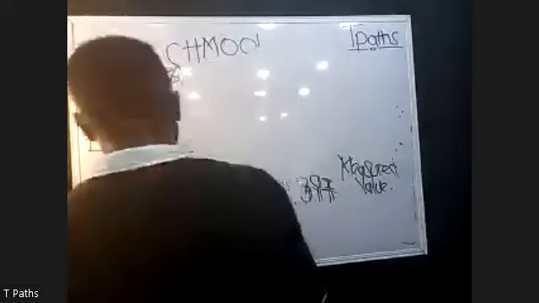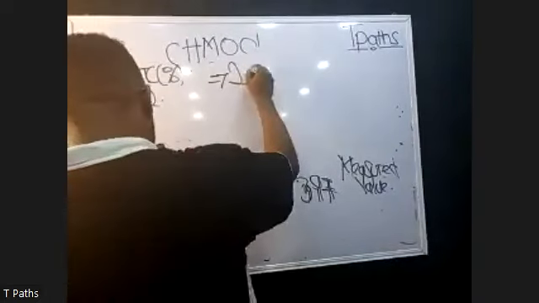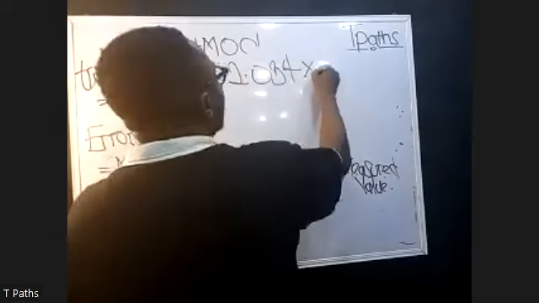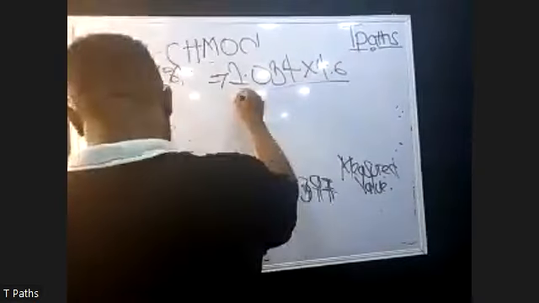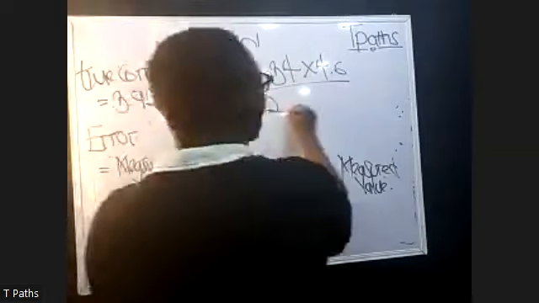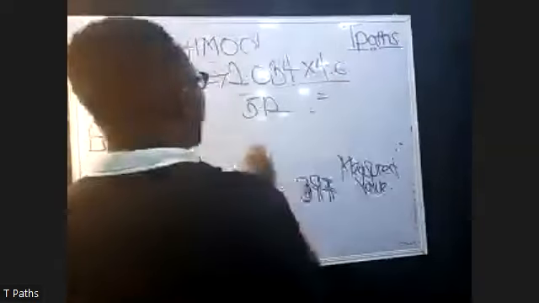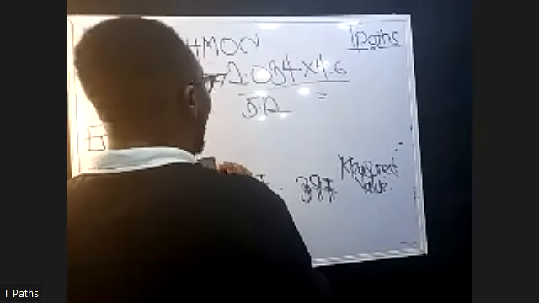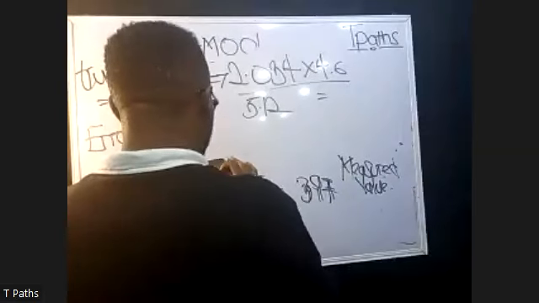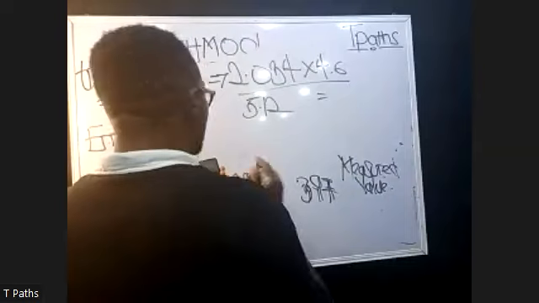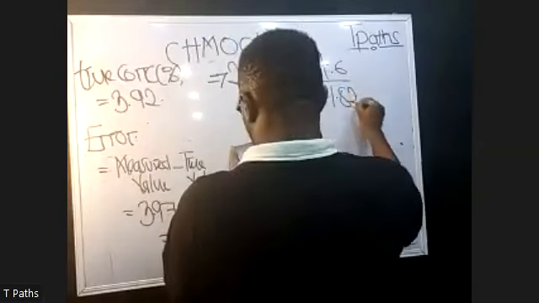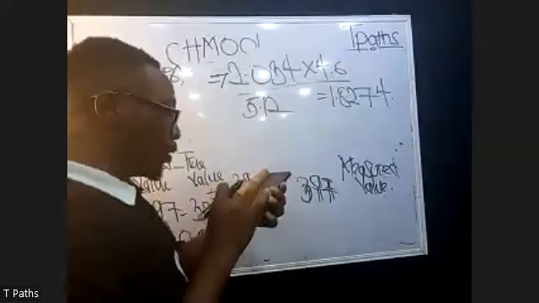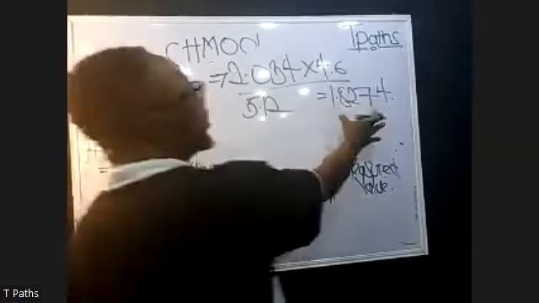Now, the first question: 2.034 times 4.6 divided by 5.12. When you are doing this, don't give an answer yet. Just be patient and solve. We have 1.8274. This is what my calculator is giving me.